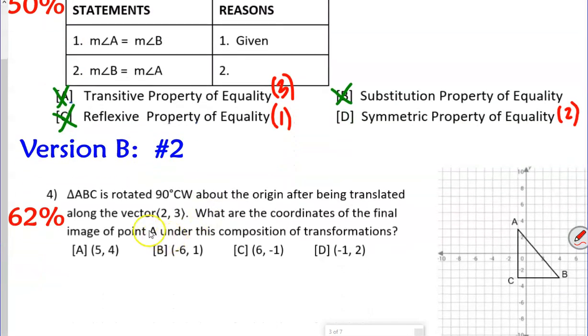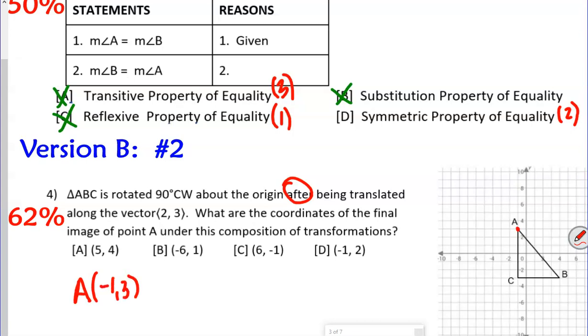So here's the next one. ABC is rotated 90 degrees clockwise about the origin. Ooh, after. There's that word, y'all. Being translated along the vector 2, 3. So that means that we're going to translate A along the vector, because it says, what are the coordinates of the final image point of A after this compositional transformation? So A, if we look right here, is -1, 3.